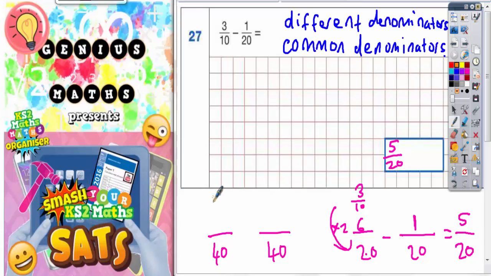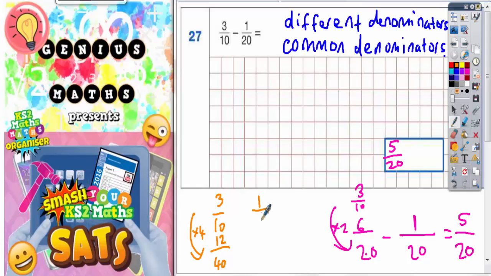Another possible way of doing it is to turn both of them into 40ths. So let's do that one in a different colour, just to see what we would get if we did them both into 40ths. So both of them into 40ths, we would start with 3/10, and if we try and turn that into 40ths, to get 10 into 40, you times that by 4. So whatever you do to the bottom, you've got to also do to the top. So you'd have to do 3 times 4, which is 12. So 3/10 is the equivalent to 12 40ths.